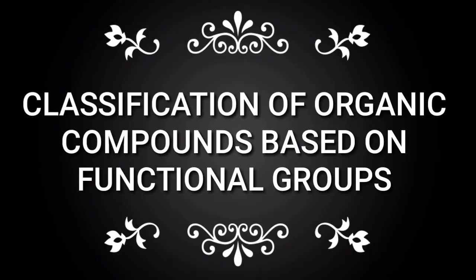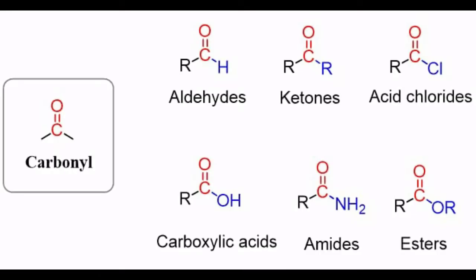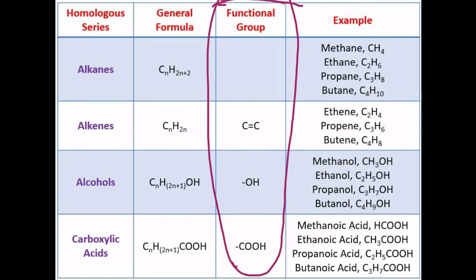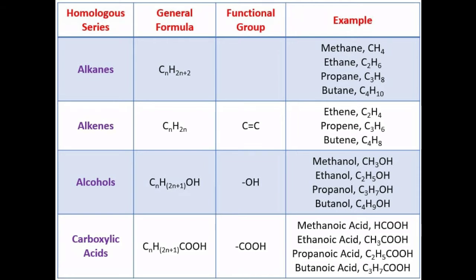Now, let's see the classification of organic compounds based on functional groups. The structural frameworks of organic compounds are made of carbon and hydrogen, which are relatively less reactive. But the presence of some other atoms or group of atoms makes the compounds more reactive and thus determines the chemical properties of the compound. These groups are called functional groups. A functional group is an atom or group of atoms in a molecule which gives its characteristic chemical properties.